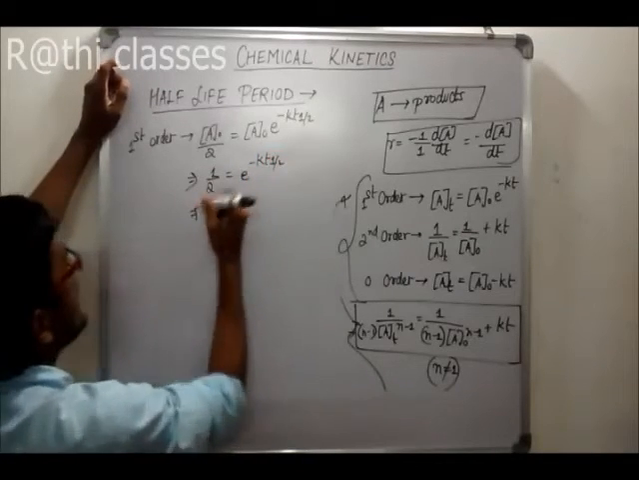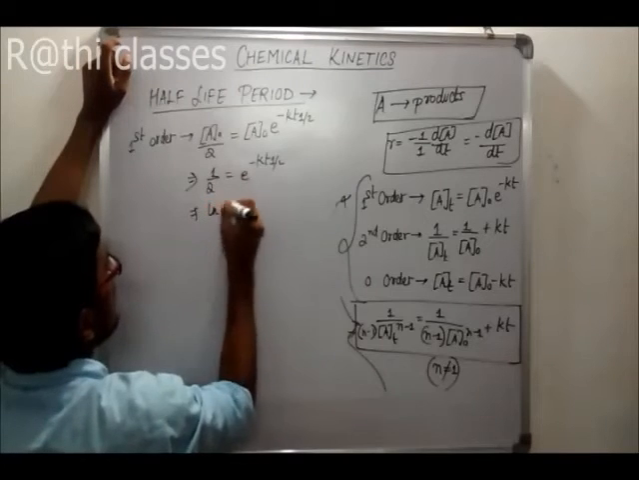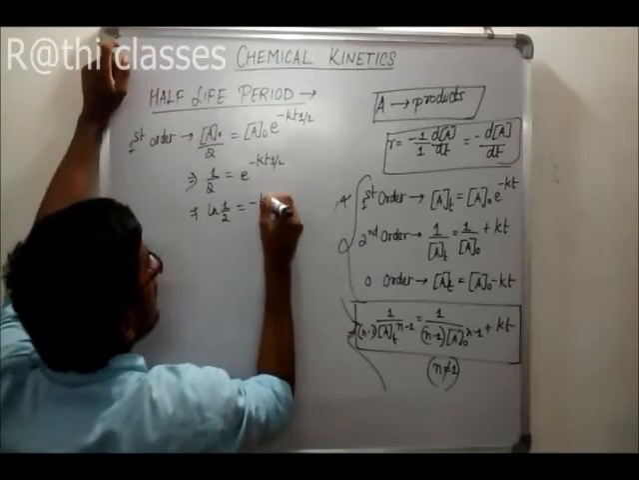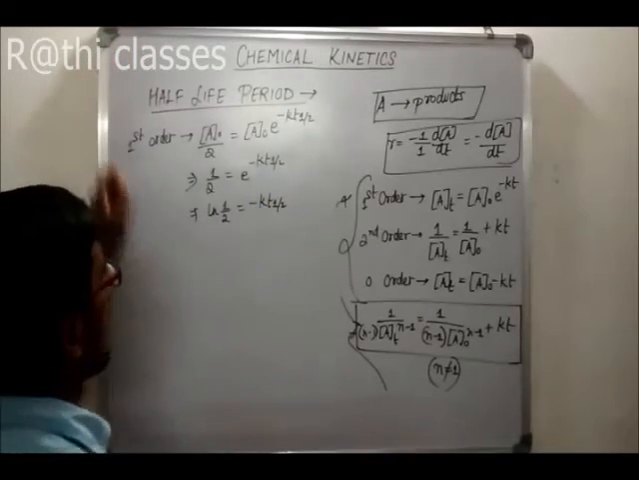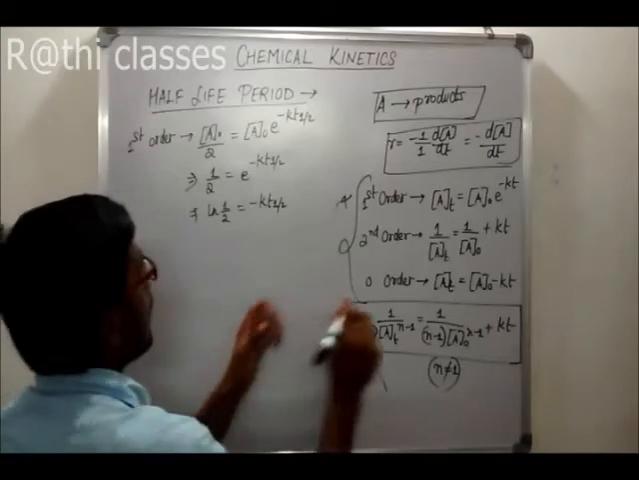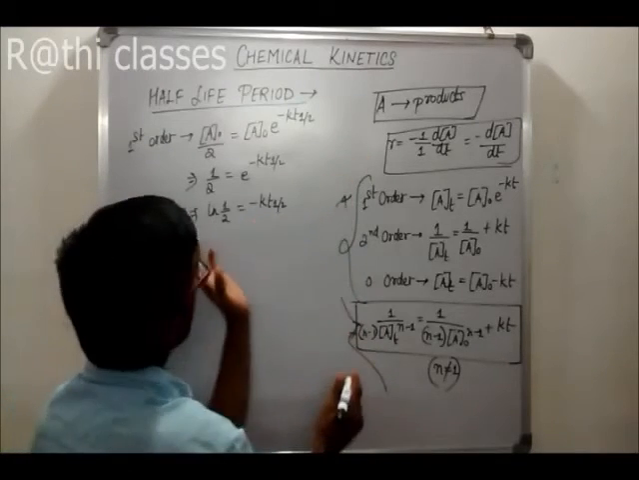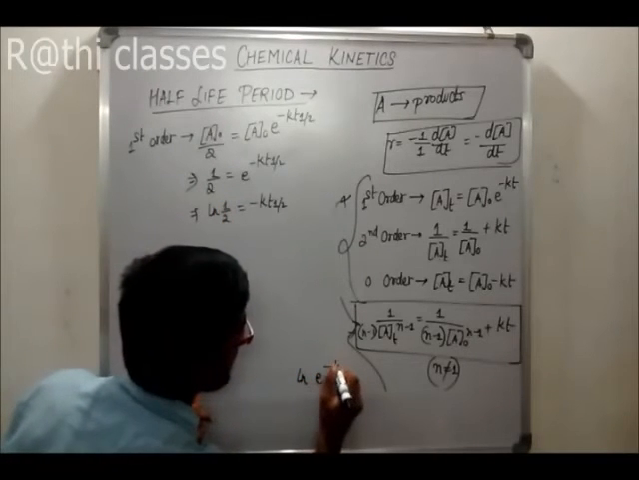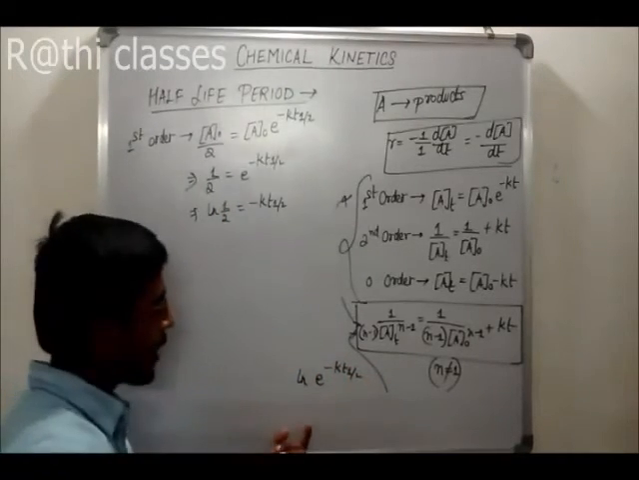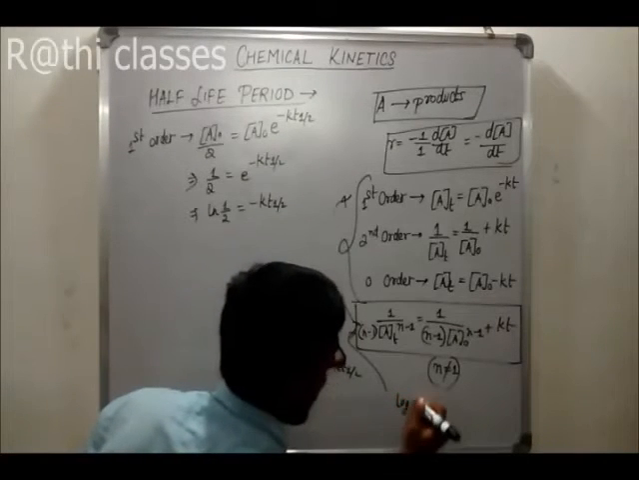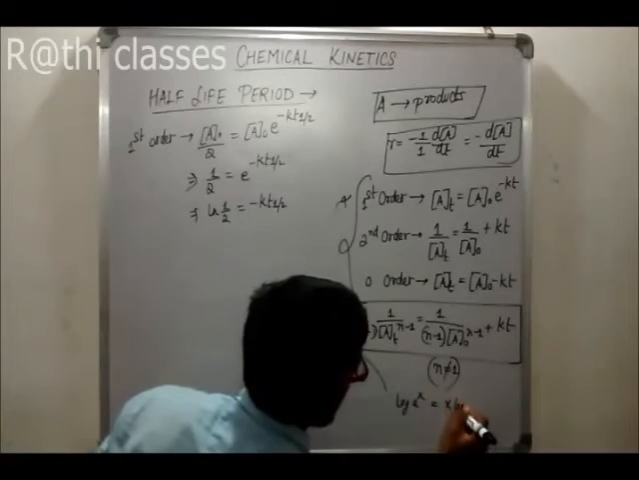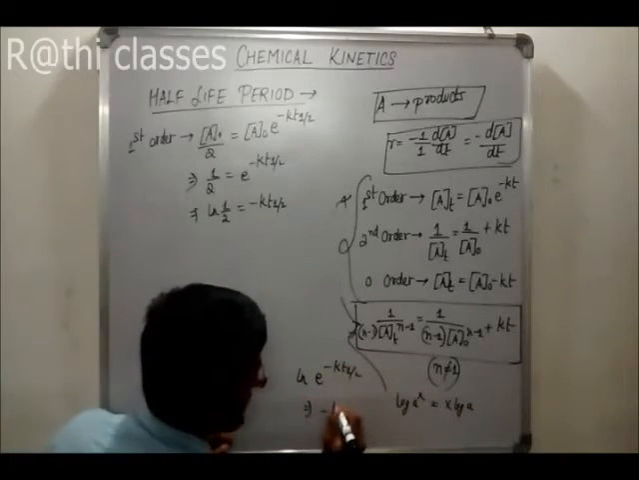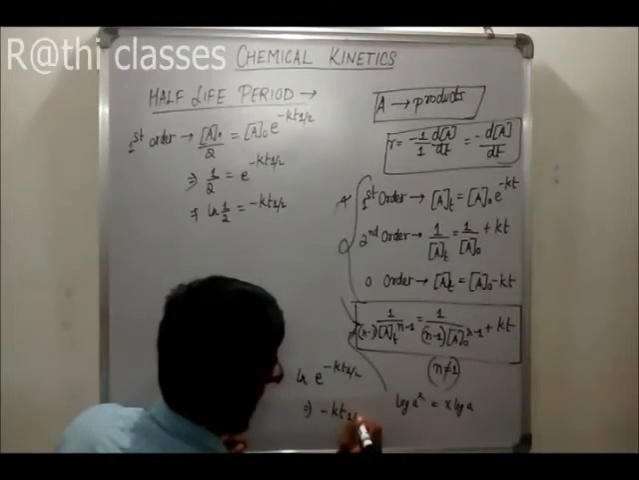Or if I take ln on both sides, it will be ln 1 by 2 is equal to minus KT half, right? If I explain this, I am taking ln on both sides. So taking ln here, I can write it as ln e to the power minus KT half, using the property of log, which is log a to the power x is equal to x log a. Using this property, I am bringing the power out here, and it is minus KT half ln e.